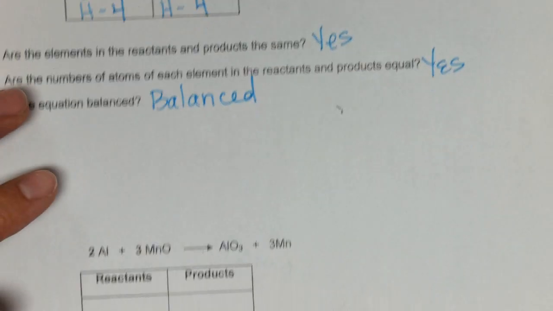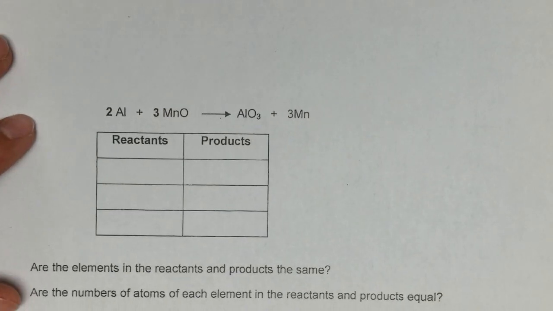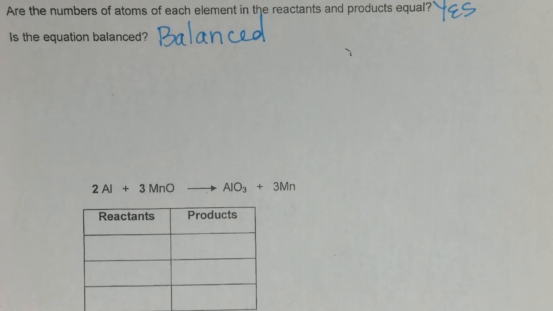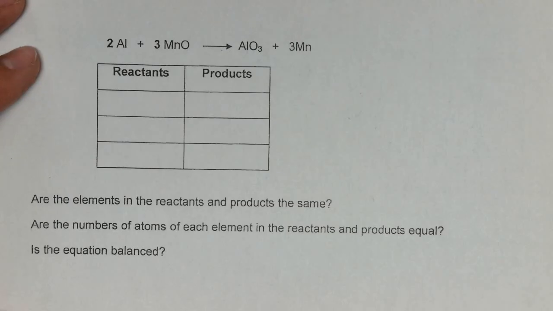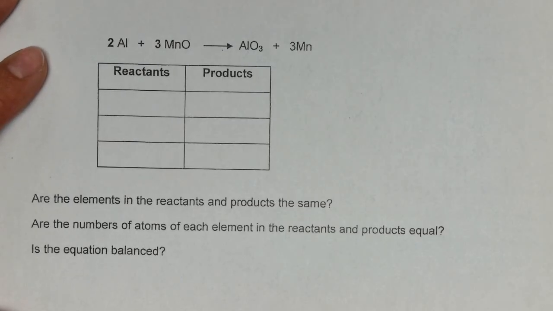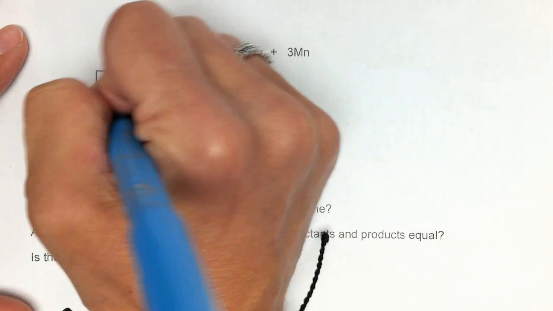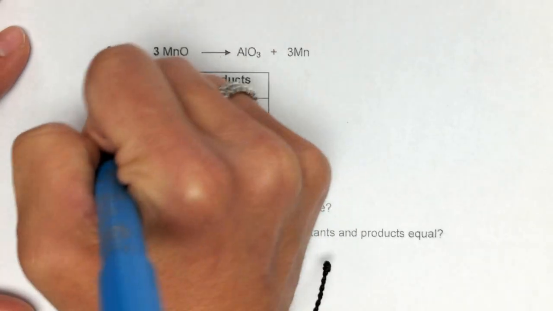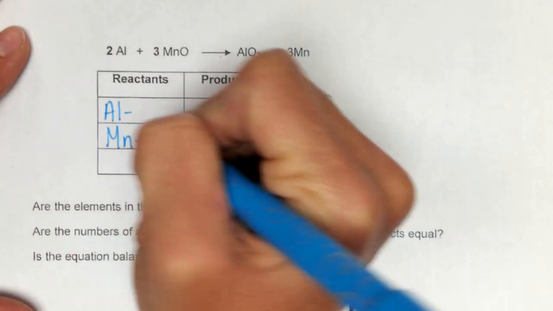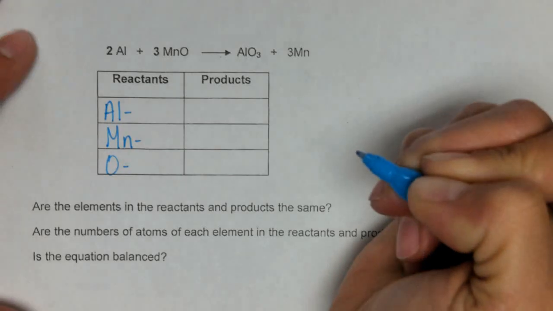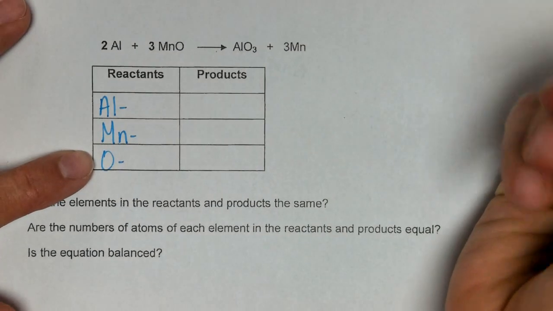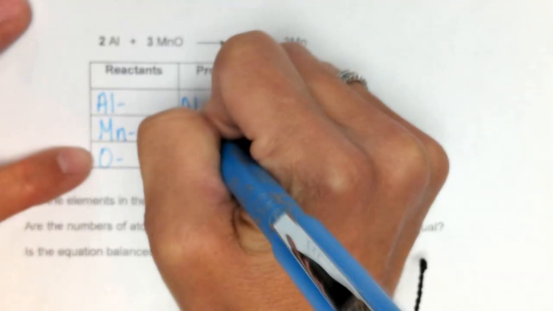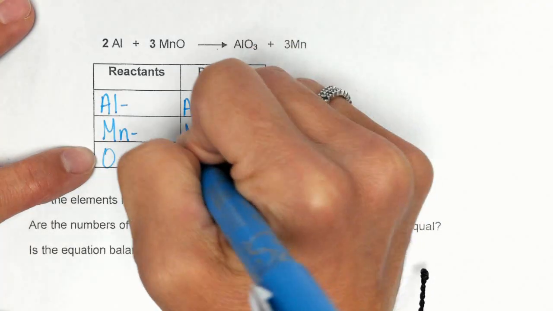Okay, and the last example at the bottom, you have 2Al plus 3MnO yields AlO3 plus 3Mn. So we will write out our elements. We have aluminum, we have manganese, and an oxygen. So at the bottom, I like to write them in the same order so it does not confuse me later. So Al, Mn, I do have that, and I have an oxygen.